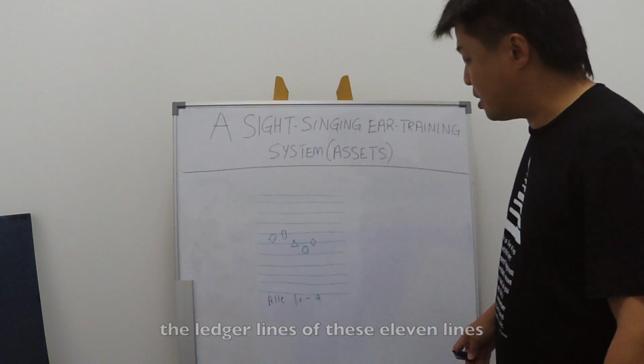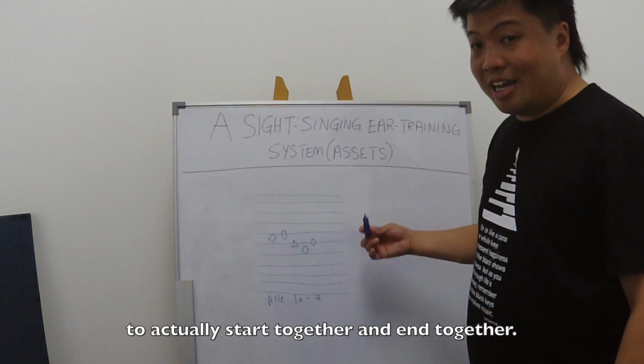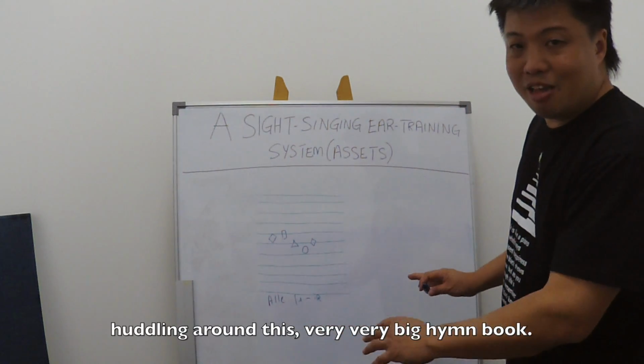And the problem with this was that there was no starting point or ending point on the ledger lines of these 11 lines. And it made it very difficult for monks to actually start together and end together. Imagine a group of them huddling around this very, very big hymn book.